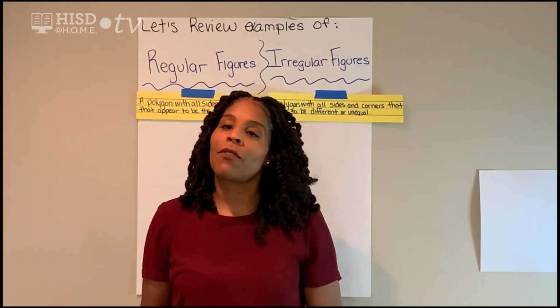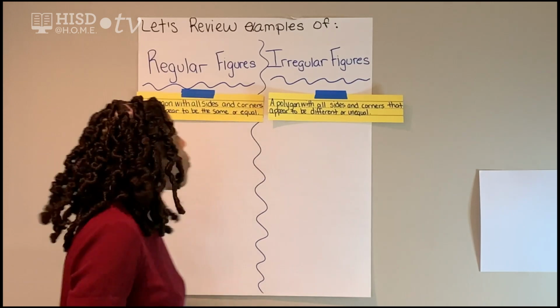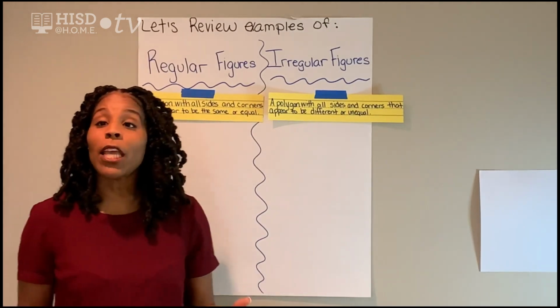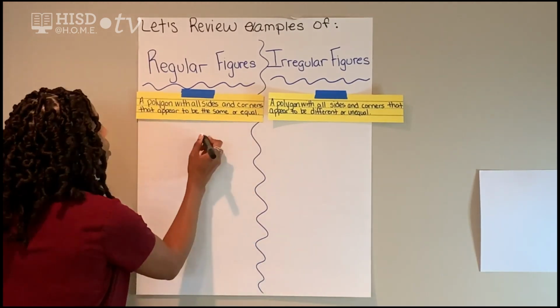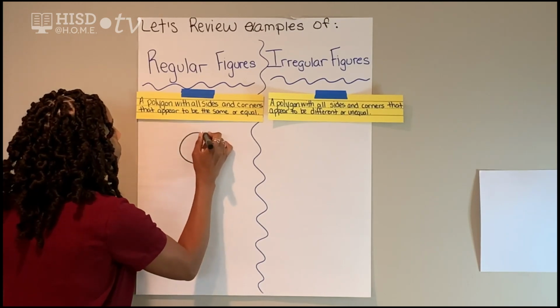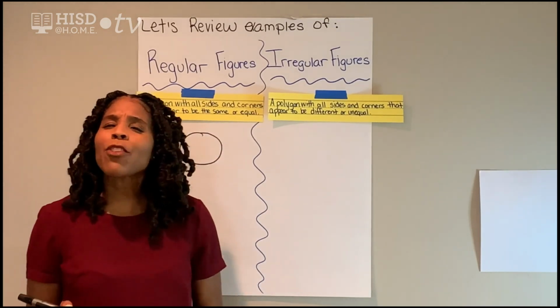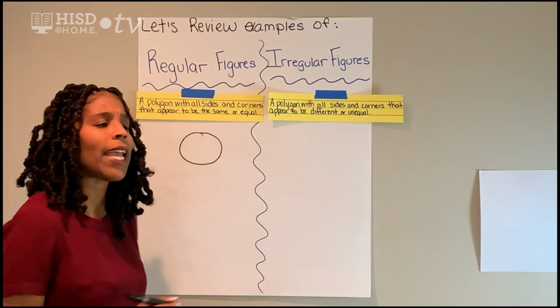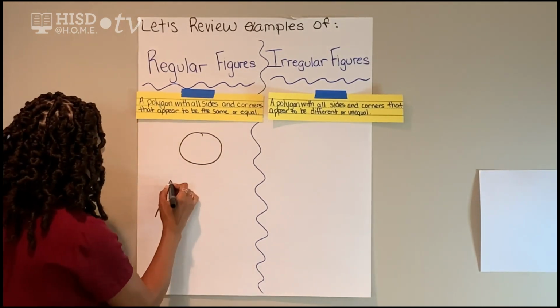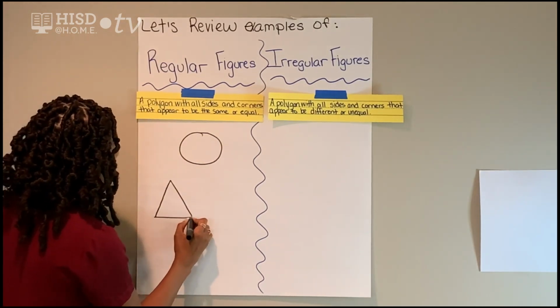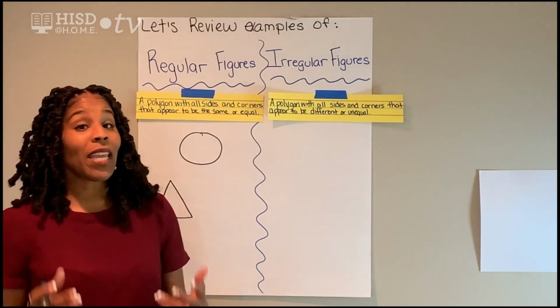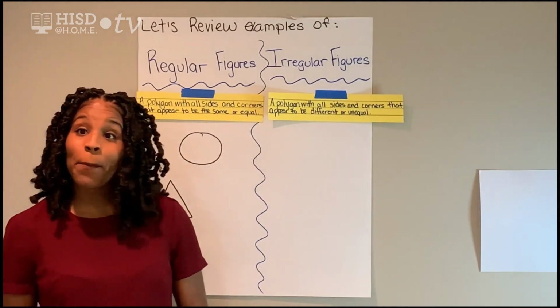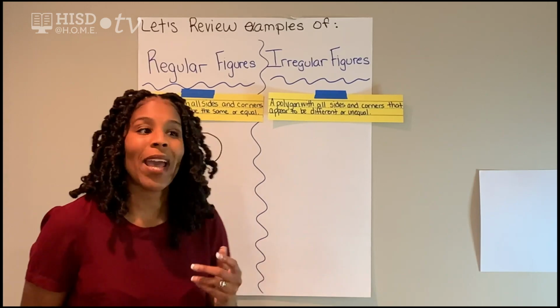So let's start with the regular figures. A regular figure has all the sides that are the same and equal. My first one is going to be a circle. My next regular figure will be a triangle. All my sides are equal, they're all the same, right? Then my next figure is going to be a square.